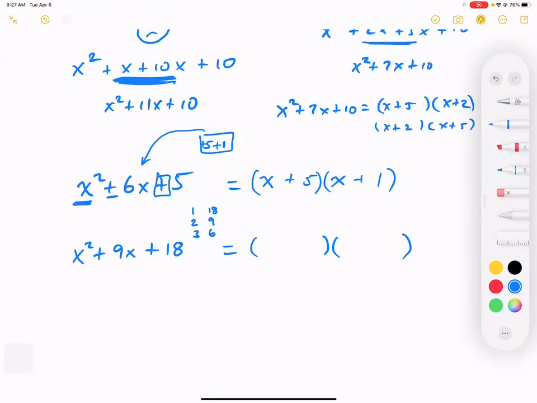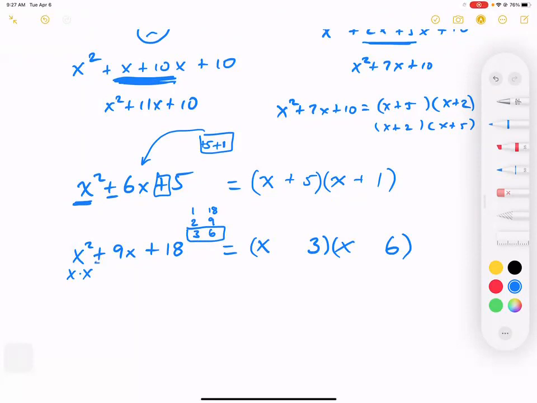Hopefully you guys are catching that. Hey, if I write them out, I can see which one works. In this case, 3 and 6 add up to 9. So what we know for sure, the numbers are for sure going to be 3 and 6. What goes in the front? X and x, because we see x squared here, right? X times x, that's how we end up with x squared.